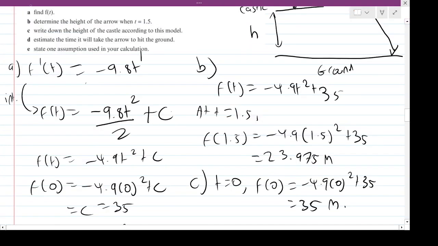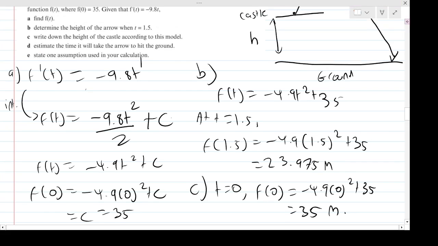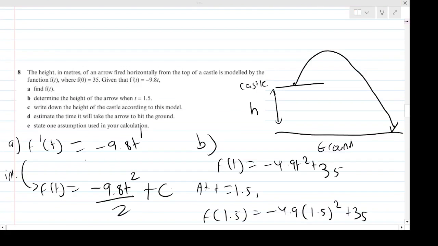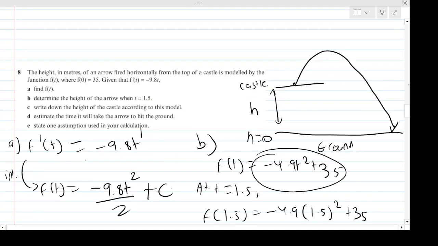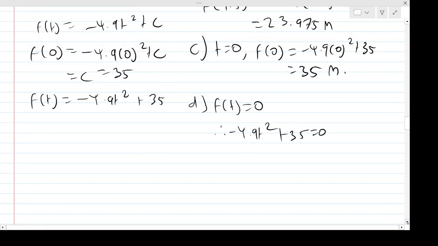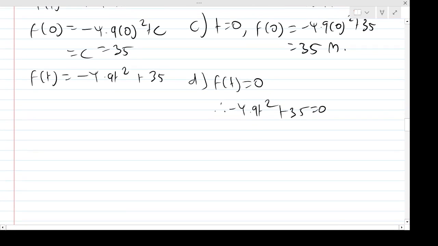Part D, we need to estimate the time it would take the arrow to hit the ground. So again, if we go back to my drawing here, eventually it's going to hit the ground, and that ground level is when the height is 0. So we need to say f of t equals 0. If I set my function to 0, that means minus 4.9t squared add 35 equals 0, when it hits the ground. Cool.